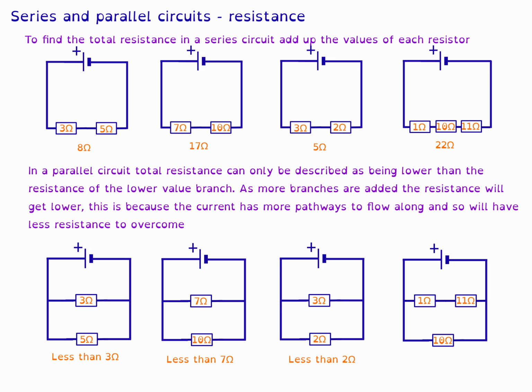And in this final example, we have a 1 ohm resistor in series with an 11 ohm resistor, and they are both in parallel with a 10 ohm resistor. Because of our series ones, you add them together, that gives us 12 ohms on that branch, as opposed to 10 ohms on the second branch. So we can say that our total resistance for this circuit is less than 10 ohms. And that's the end of this video.